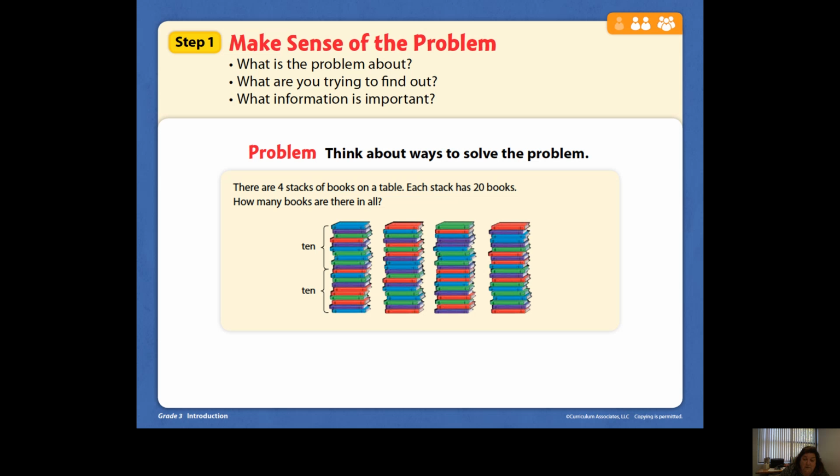Now that we know that, we can write our solution. We know that they had 4 stacks of books with 20 in each stack, so 4 times 20 equals, and the product of 4 times 20 is going to be 80. So there are 80 books in all. And I'm going to let y'all just kind of sink that in, think about that, maybe finish up your equation before we go on for just a second.